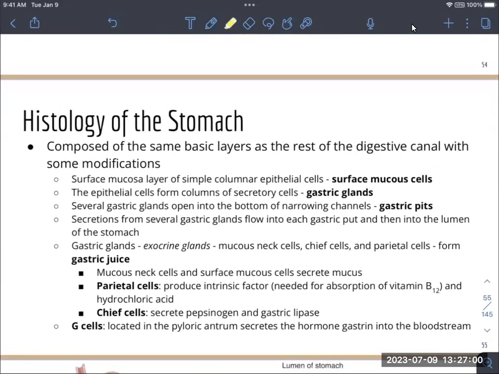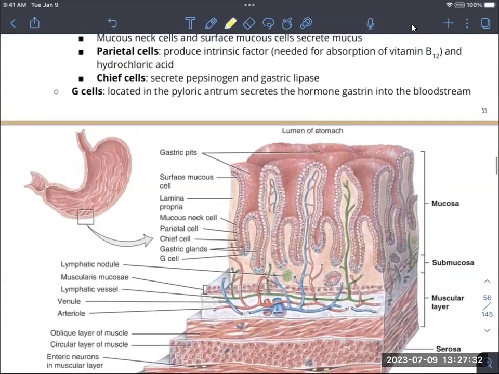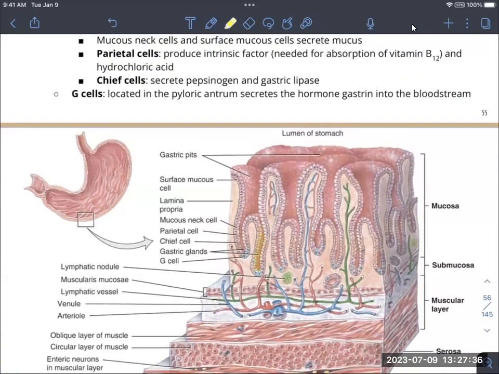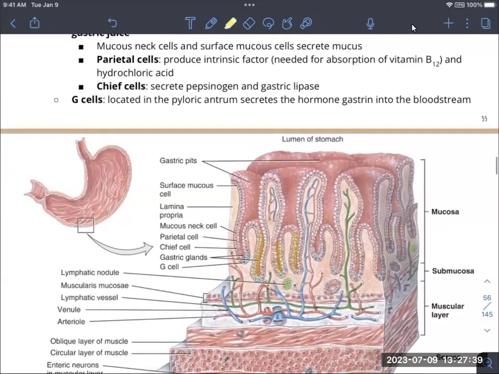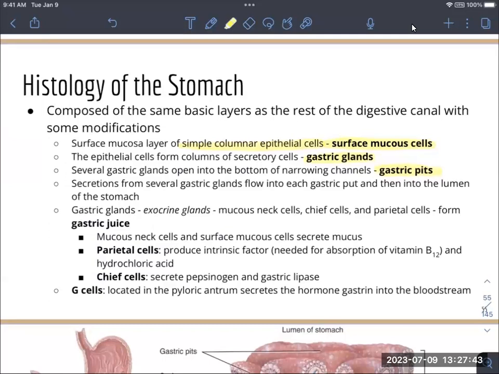Let's look at some of the different cells that we have within our stomach. I talked about we have some of these different areas. We've got this surface mucosa, mostly simple columnar epithelium. We have these gastric glands that are going to secrete out different juices. We have gastric pits. These gastric pits are these areas that kind of go down. So the different cells that we have are mucous neck cells, chief cells, and parietal cells. They're going to make all the different gastric juices.